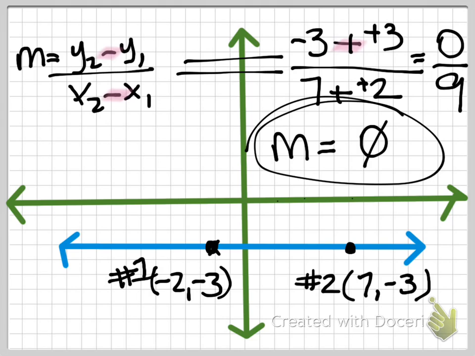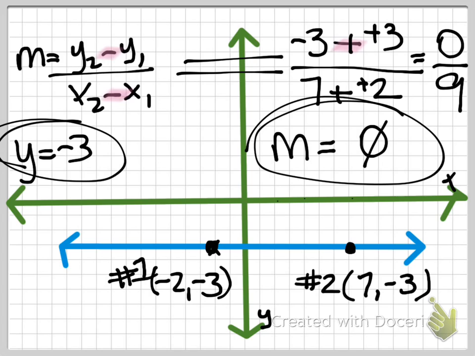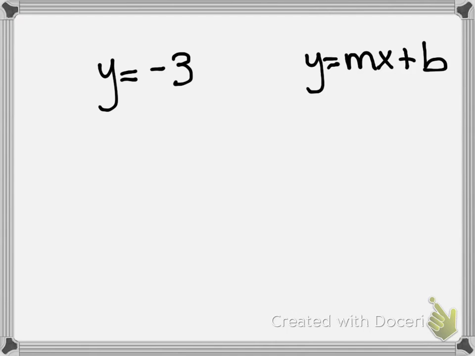The equation of this line is y equals negative 3, because that's where it crosses the y-axis. Okay, well, you might think to yourself, how would I write that in slope-intercept form? So let's look at the equation y equals negative 3, and let's see if it's possible to put that in slope-intercept form, which is y equals mx plus b. Well, you have a y, and it's already isolated. The problem is this x term is missing.